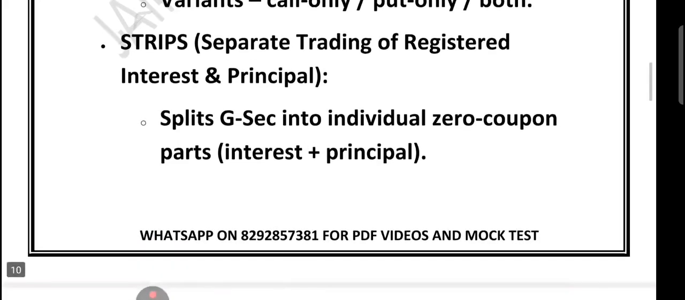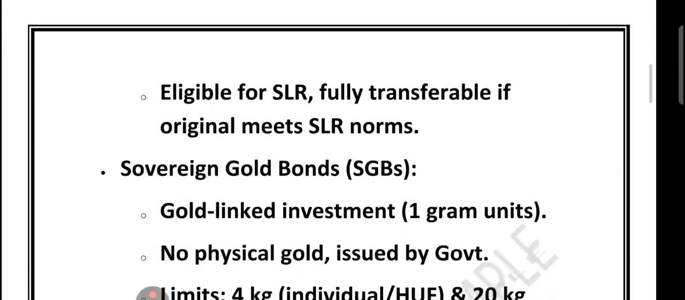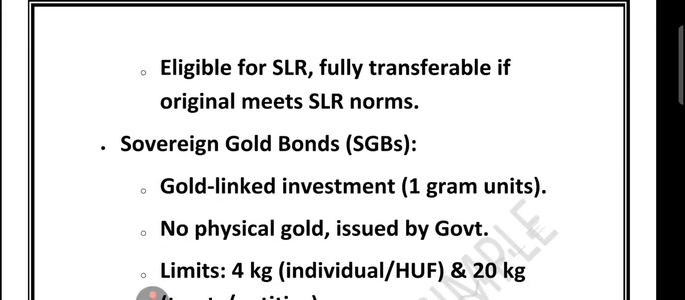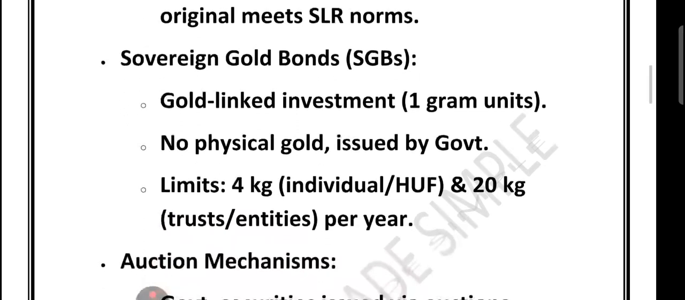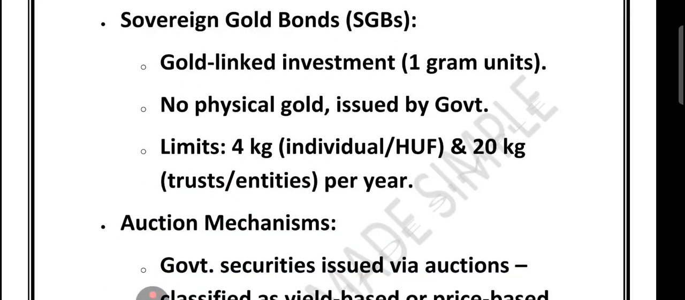Then there are strips, which stands for separate trading of registered interest and principal of securities. It simply means that a government bond can be split into separate zero coupon part, right? One for each interest payment and one for the principal. That is called strips, which means a government bond you can split into separate zero coupon part. These strips are eligible for SLR, statutory liquidity ratio, if the original bond was, and are fully tradable in the market.